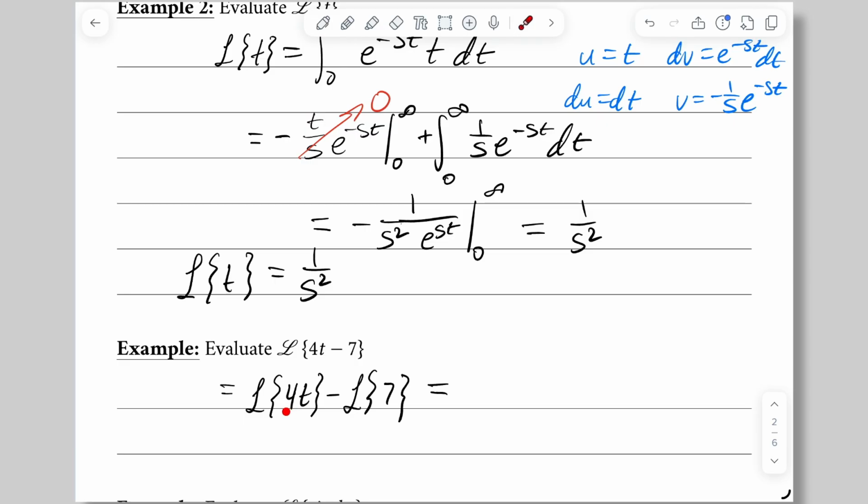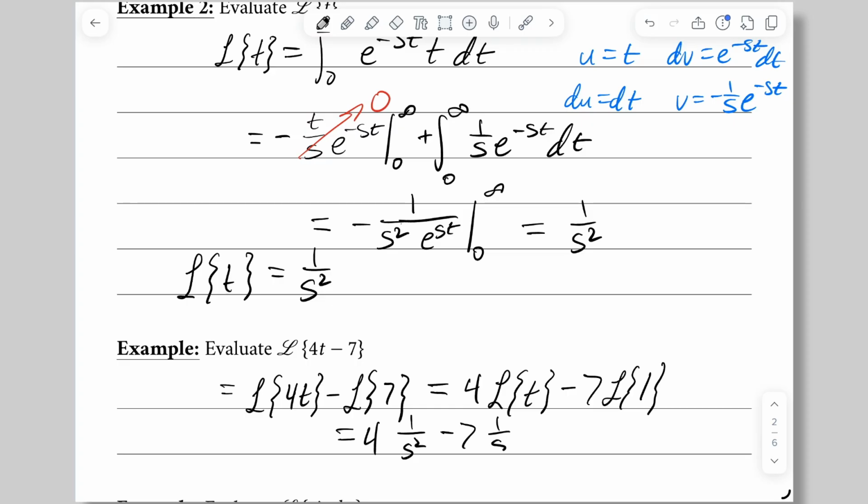Then, because I have 4t inside the Laplace transform and that transform is linear, we can say it's 4 times the Laplace transform of t minus 7 times the Laplace transform of 1, getting it down to what we've already computed. Since the Laplace transform of t is 1 over s squared, and the Laplace transform of 1 is 1 over s, this whole result is 4 over s squared minus 7 over s.